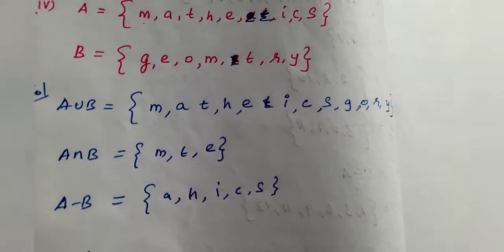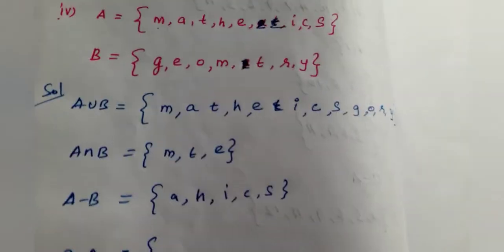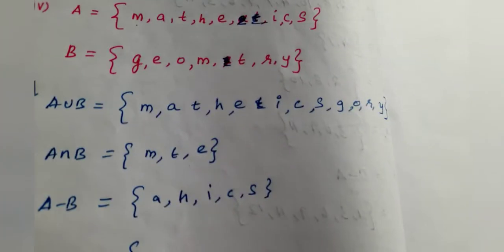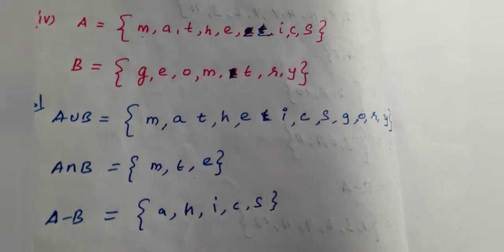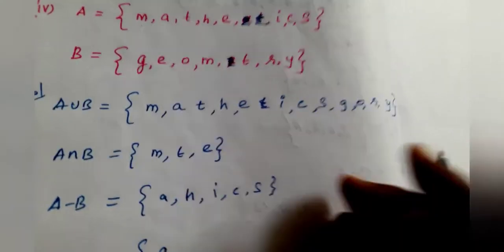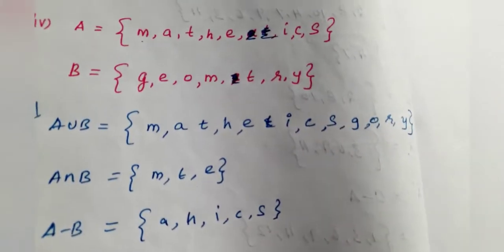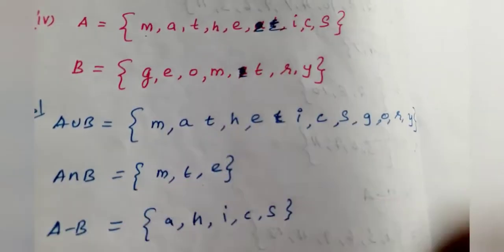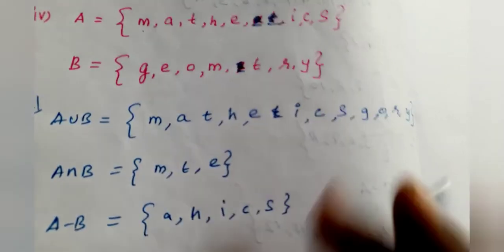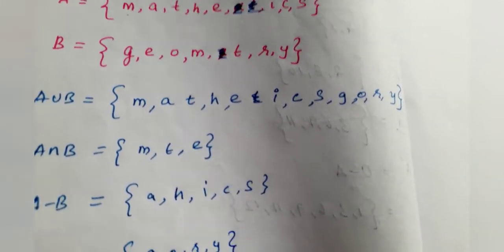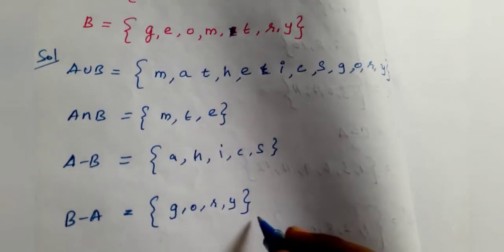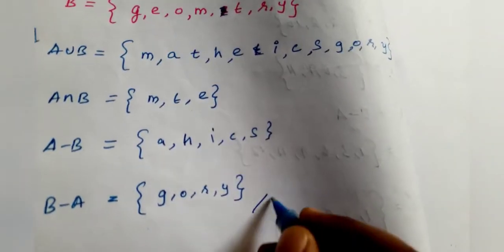Next we are going to find B minus A. Just forget the elements of A and avoid the common elements of sets A and B. So here G is not repeating, then E is repeating, O is not repeating, so these belong to set B. And M is repeating, T also repeating, then the remaining are R, Y. So these belong to B minus A. With this, the second sum gets over.